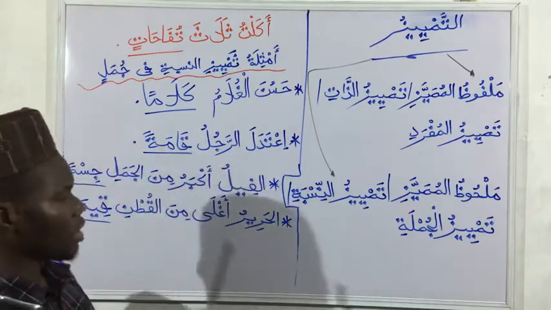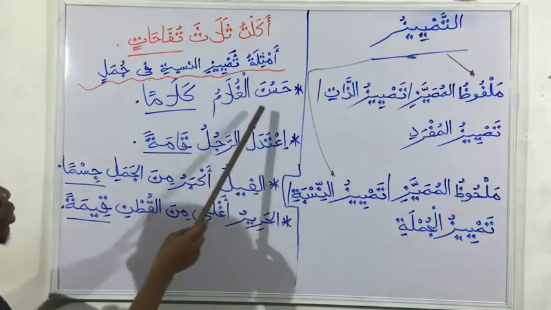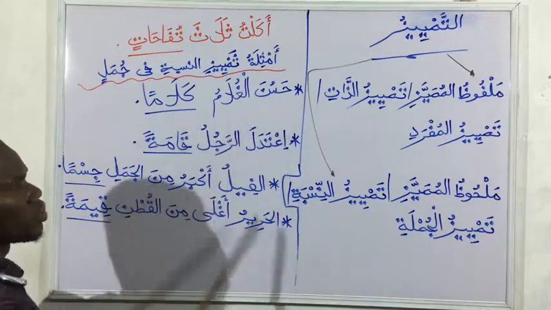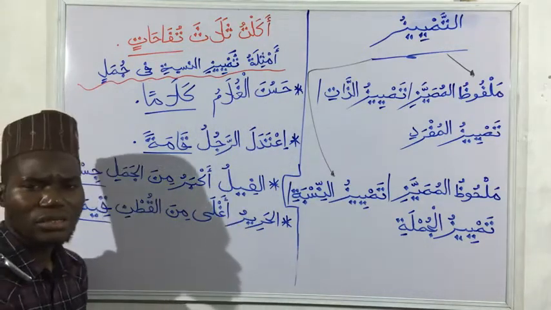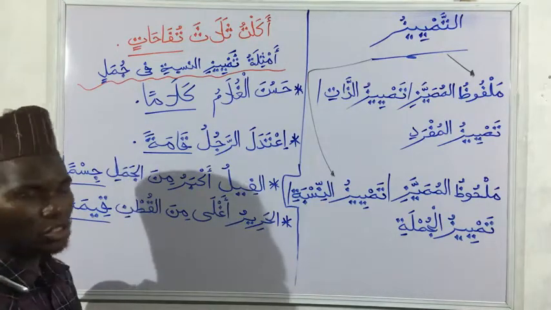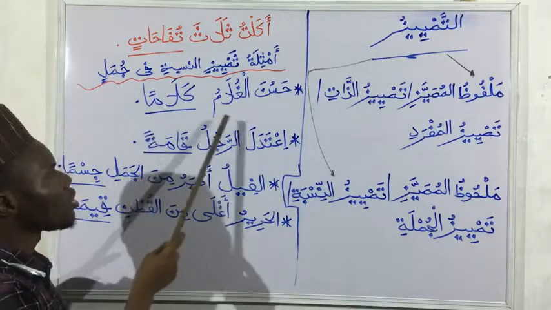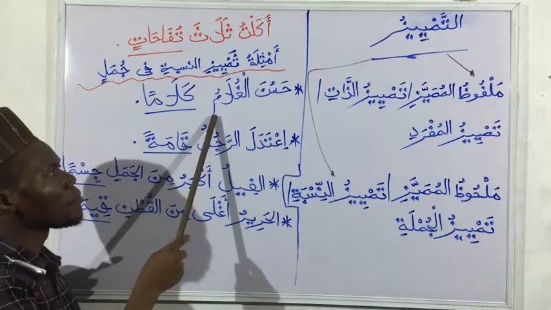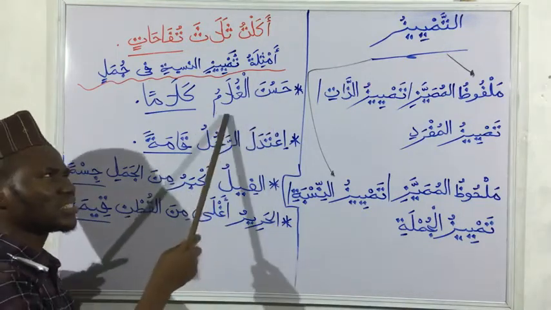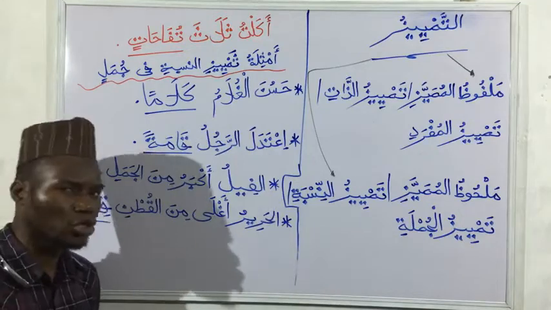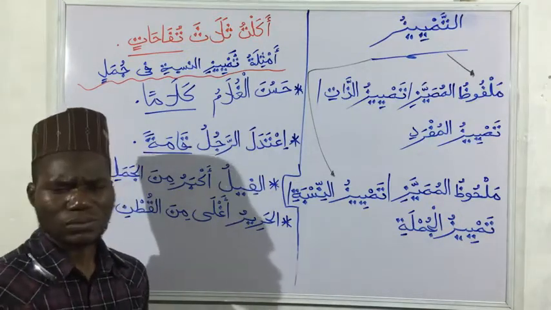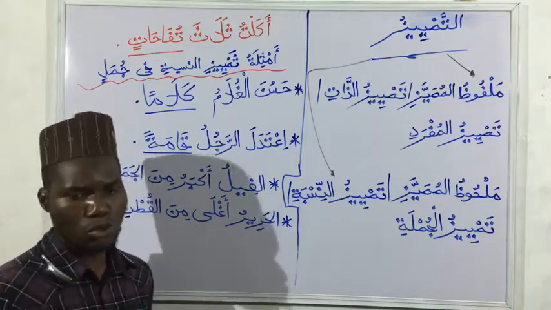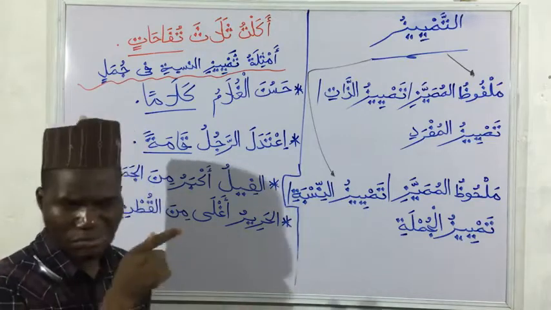It will be clear when I mention an example. If I say Hasun al-Gulam, the boy is good. But if I say kalaman, so if I say Hasun al-Gulam, the boy is good, this is Malhuz al-Mumayyiz. There is a kind of ambiguity here. The boy is good in what? That ambiguity is not explicitly stated, but it's perceived that there's ambiguity in this.